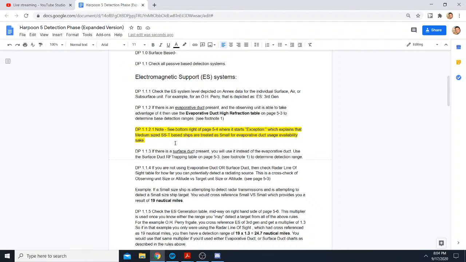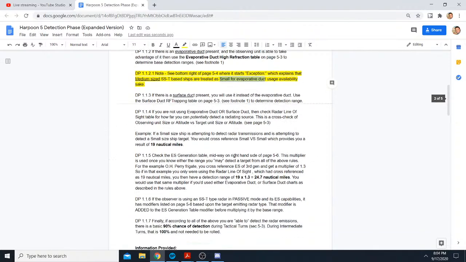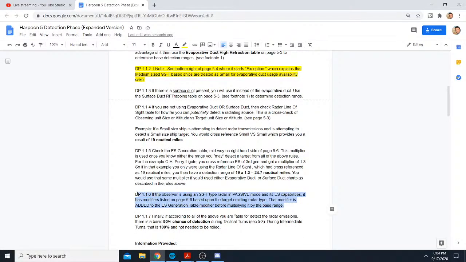Yep. It explains that a medium-sized Russian or Chinese system that has an SS-T radar, and it's using it for ES capability. That's one of its capabilities, right? Is to be able to do an active detection as well. Then, if you are a medium-sized originator, and you are treated as a small originator for evaporative duct purposes, okay? Now, being an SST user, you also get a bonus down here, which we'll talk about in a little bit.